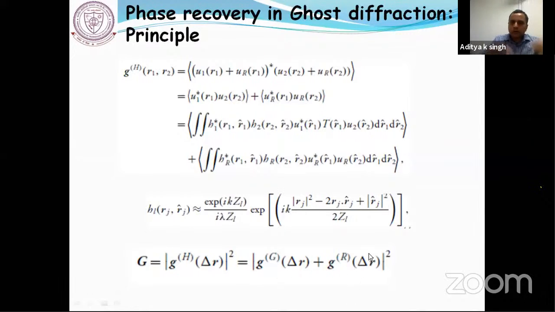And when we take the modulus square, this will give you the 4 terms, and this will be exactly similar to the holographic terms which you get for the complex field U. But here you are getting a similar holographic term for G in intensity correlation. So you can see there is a similarity between what you get in the U and what you get in the G.